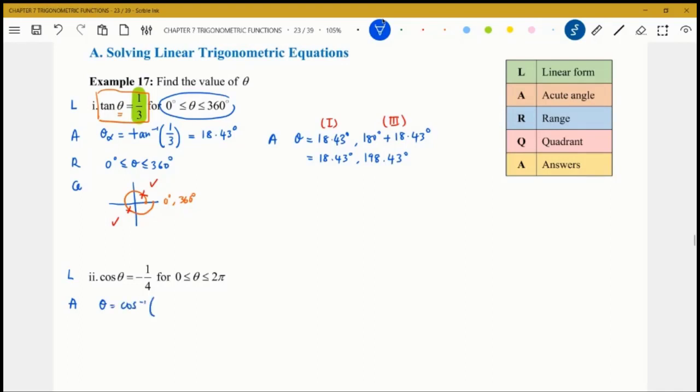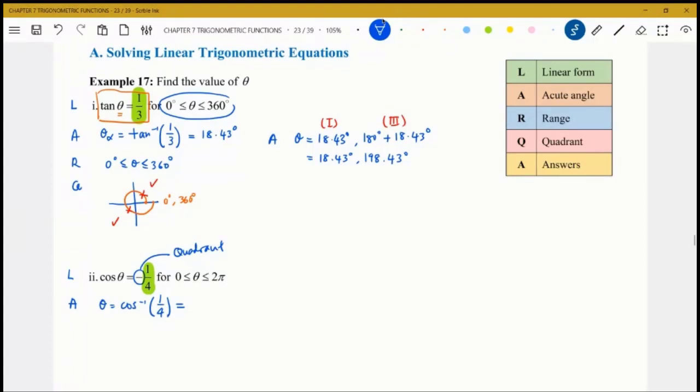So dekat sini negative sign ni merujuk kepada quadrant. So dalam bracket ini kita mesti letak positive sign, so we just take it the 1/4. So 1/4. So kita tengok range yang diberi adalah 0 to 2 pi. So your calculator must be in radian mode. Okay, so radian mode, inverse cos of 1/4 dapat berapa?